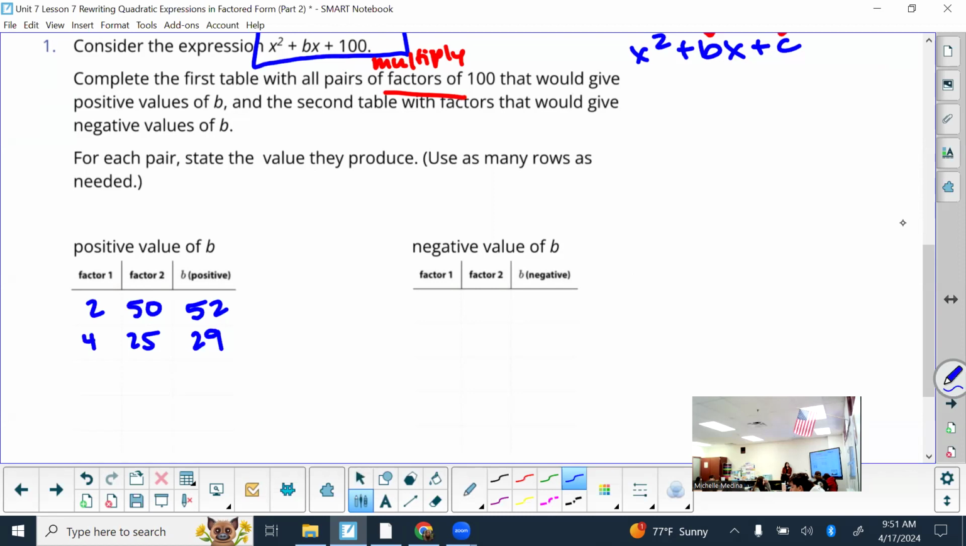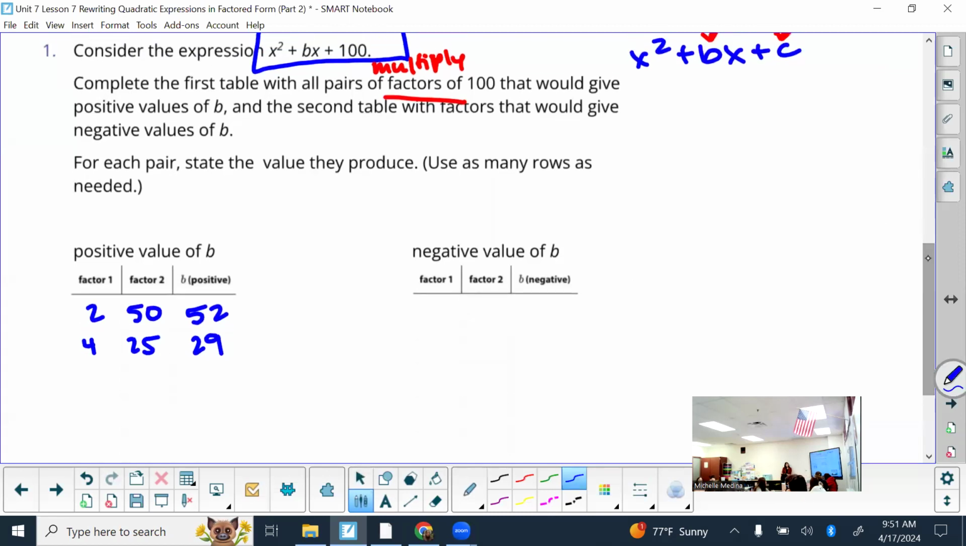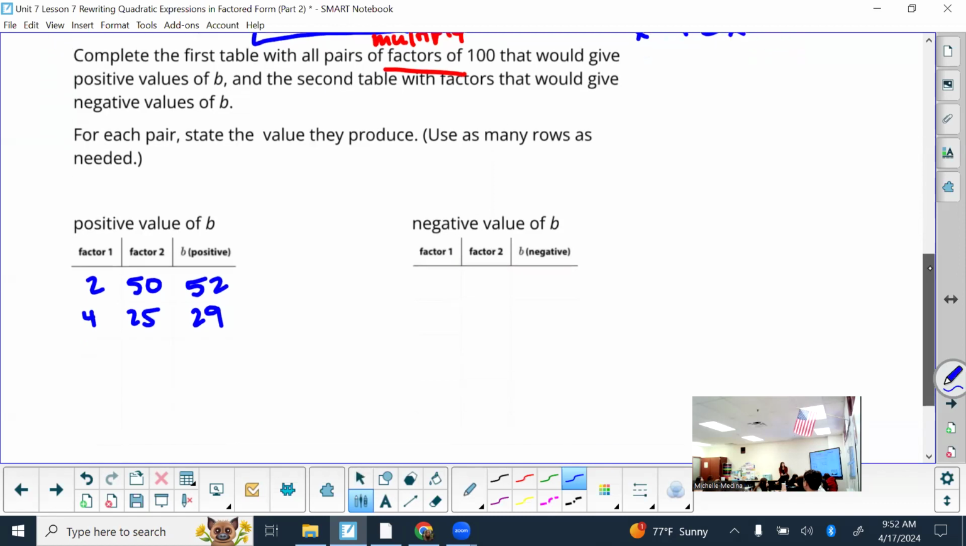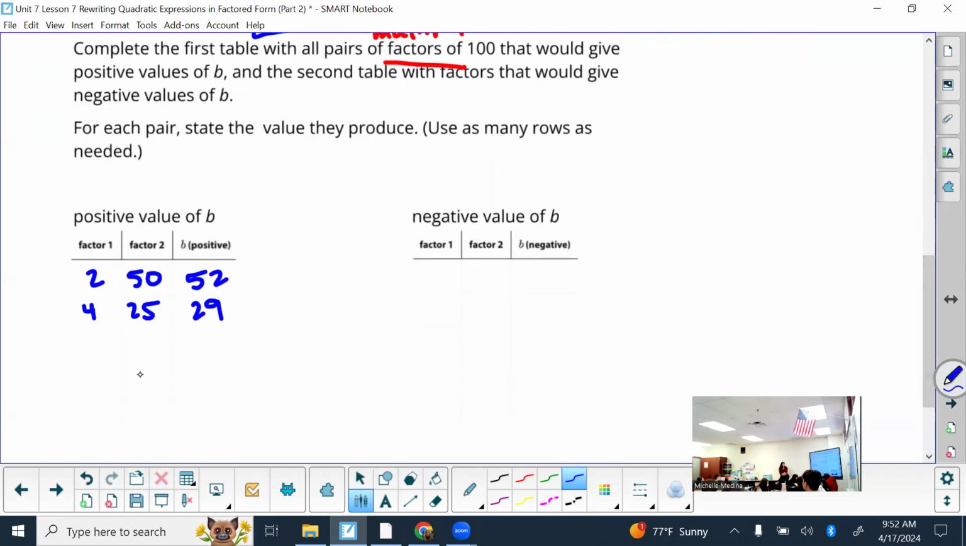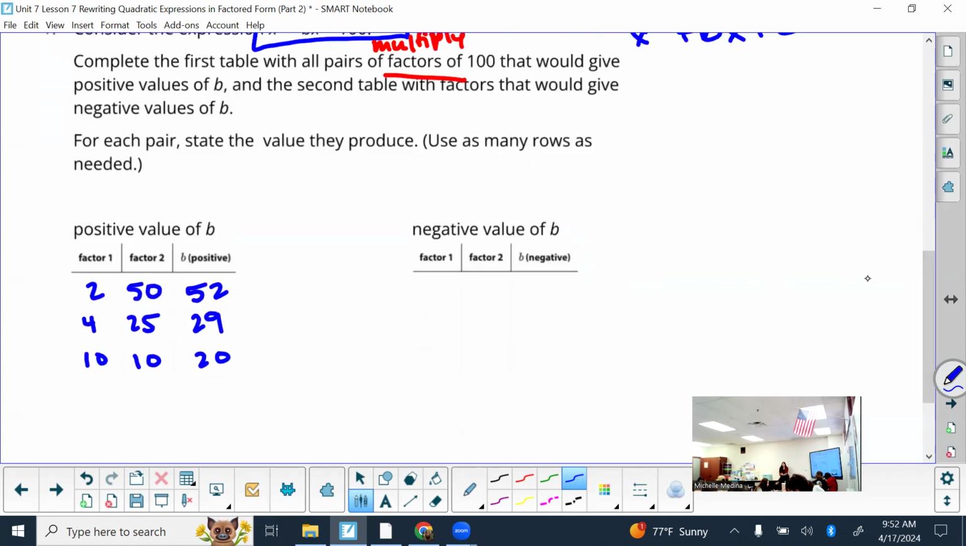Table 7, other numbers that multiply to 100. Sorry, one more time. 10 and 10, so do I put it in this table or that table? Okay. And what would be the value for B when I add them? 20, right? Is that what you said? Okay, 10 plus 10 is 20. Positive, that's why we're putting it over here.